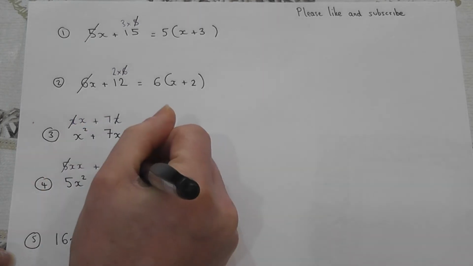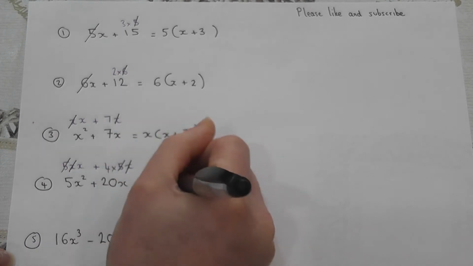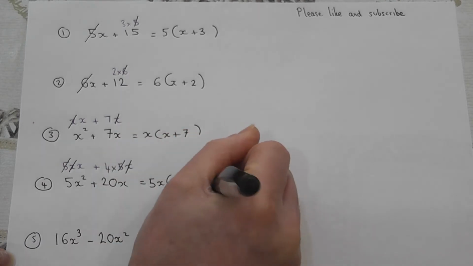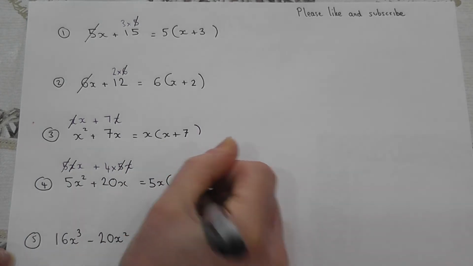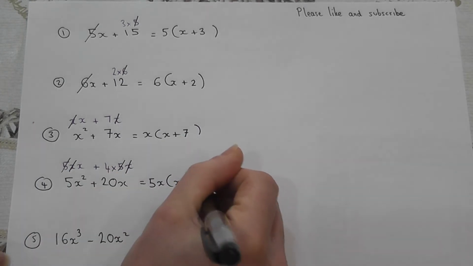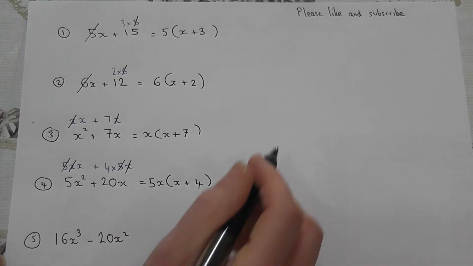So there's a 5, but there's also an x. Then we go, right, what's left over? There's an x here, and there's a 4 here. So that factorises to 5x bracket x plus 4.